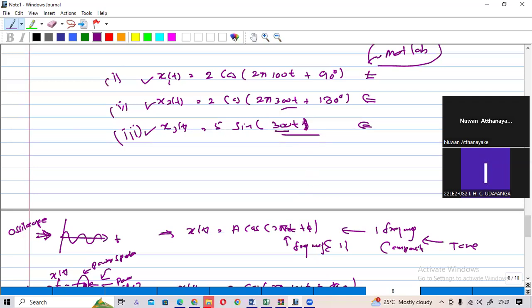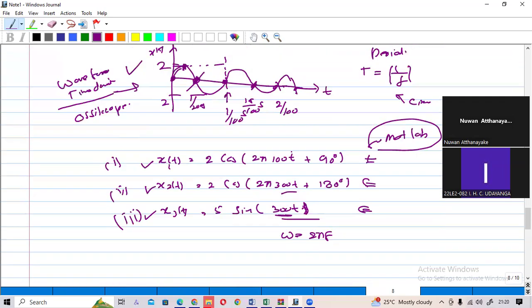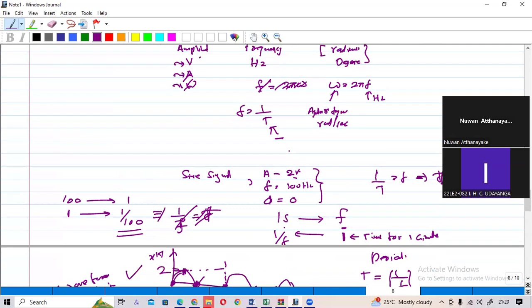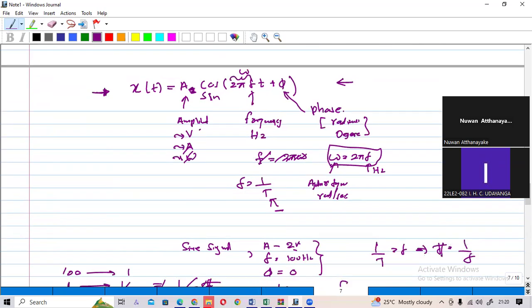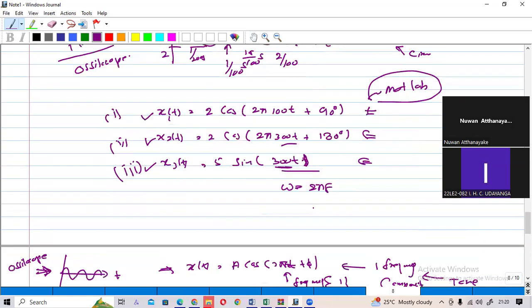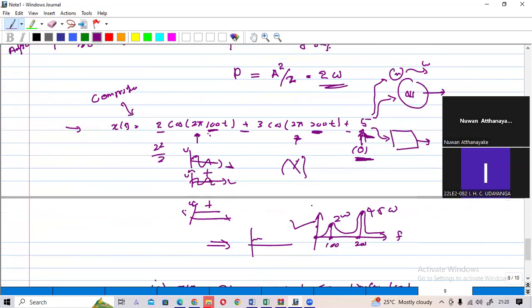this is actually omega. This omega is given as 2πF. Omega is equal to 2πF, no? I told you. This total term is omega. So don't get confused. There are some very simple things.